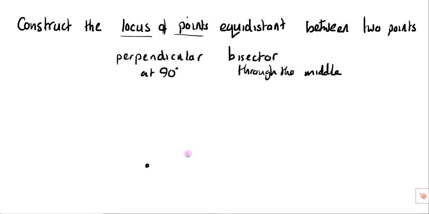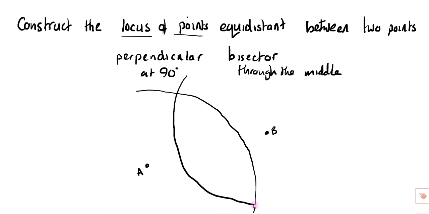So I said to you, here are 2 points, you've got to do it. Do you remember how to do it? You get your compass, you put it at point A, then point B. Open your compass up more than halfway, and draw your arc. Then you put your compass at point B, make sure it's the same distance, and draw your arc again.